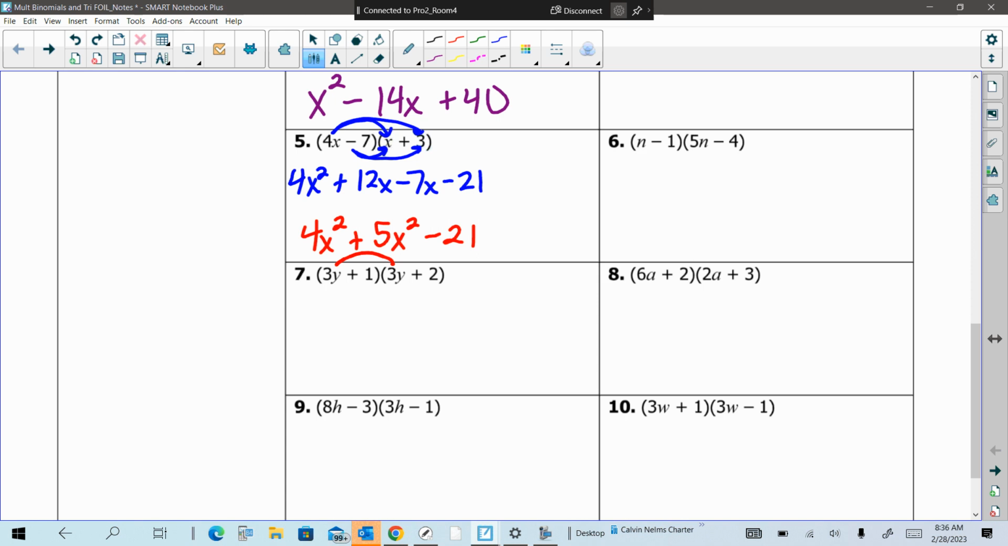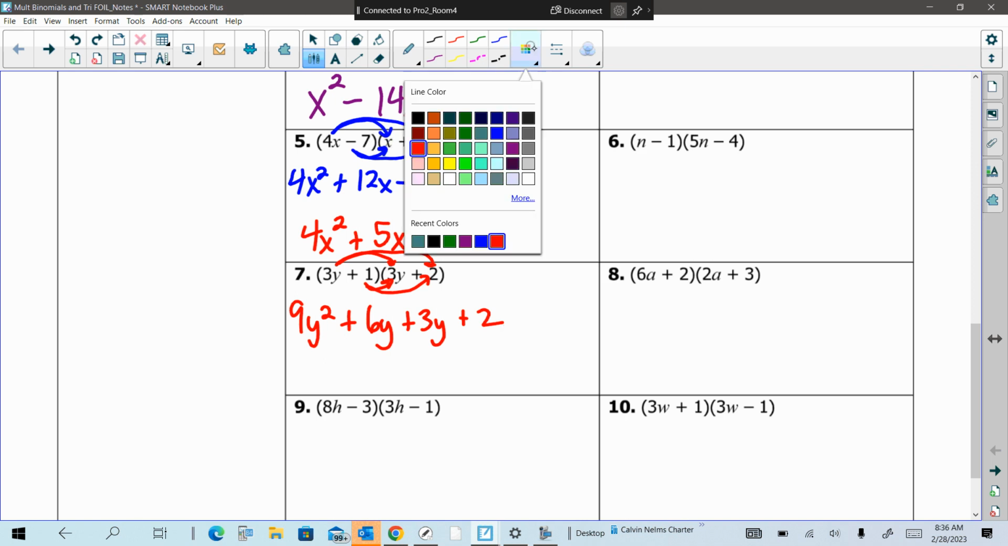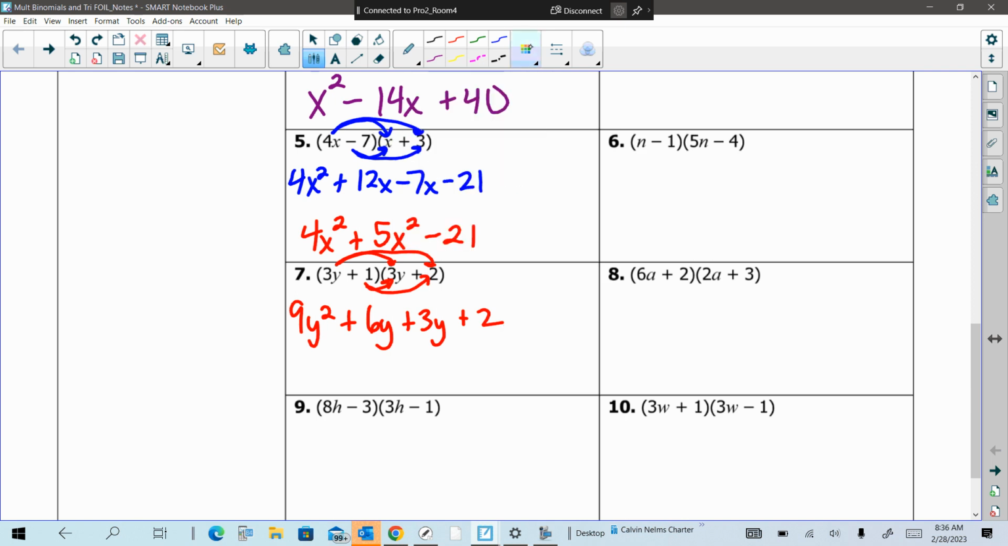All right, 3y times 3y is going to give me 9y squared. 3y times 2 gives me plus 6y. 1 times 3y gives me just 3y. And 1 times 2 gives me plus 2. Combine your like terms: 9y squared plus 9y plus 2.